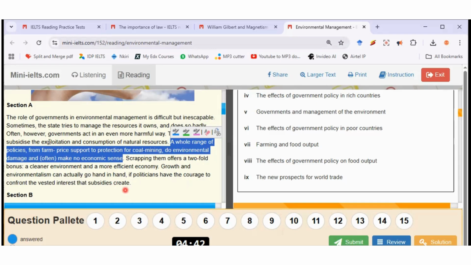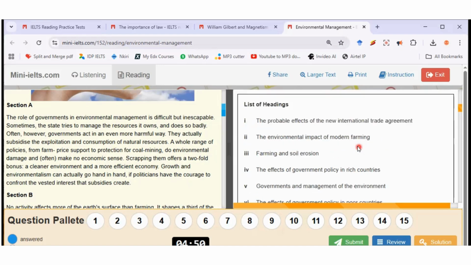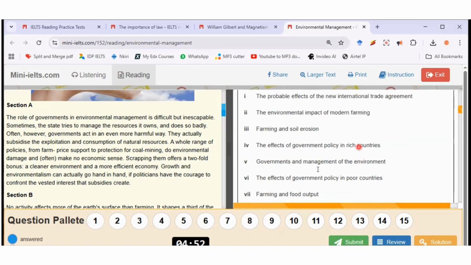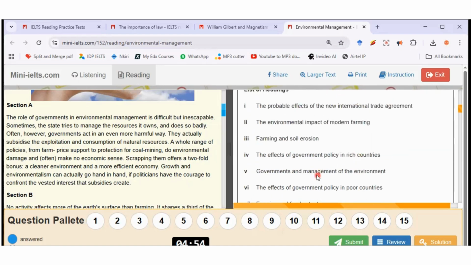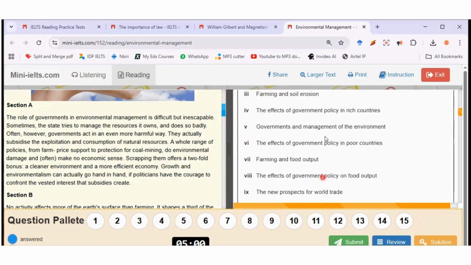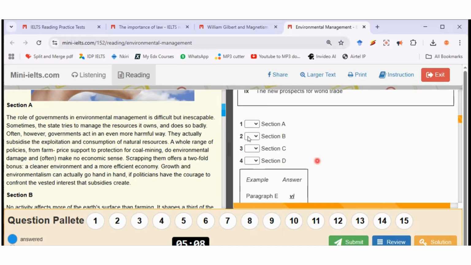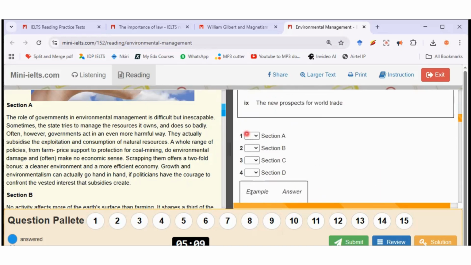So this paragraph is about what? Government policies damaging the environment. That's what I'm saying in this paragraph. Government policies damaging the what? The environment. So where is that here? That's sounding like number 5. Is there any other thing sounding like number 5? Government and the management of the environment. So I'm going to just pick number 5 for section A. Roman figure 5.